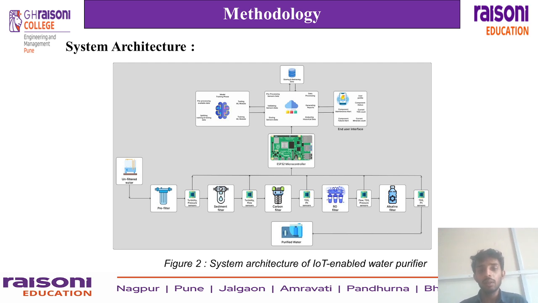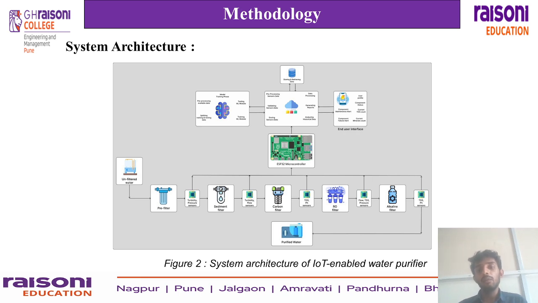Then there is a carbon filter, which is basically used to remove chlorine from the water. To check the water quality, we have used the TDS and pH sensor. Then the water goes into the RO filter, which is basically used to remove contaminants less than 1 micron. To measure the quality of the water after it passes through the RO filter, we have used the flow, then TDS and pH sensor.